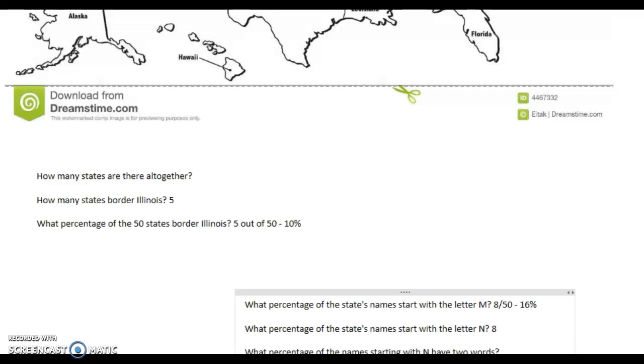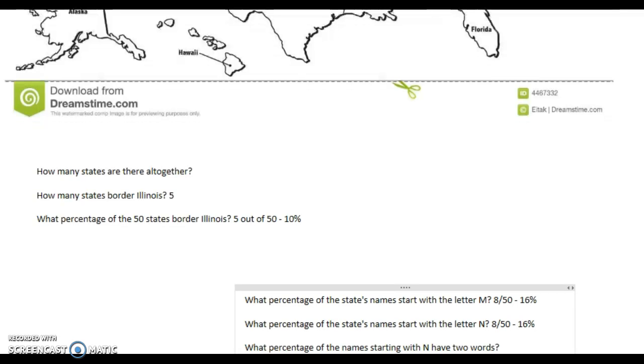All right, so we're looking at 8 out of 50 again, because there's 8 states that start with the letter N, and they want to know of all of the states, so that's 8 out of 50, which we, again, will scale up. So, okay, 50 plus 50 will get me to 100, so that means 8 plus 8 is 16. So I have 16% of my states that start with the letter N.